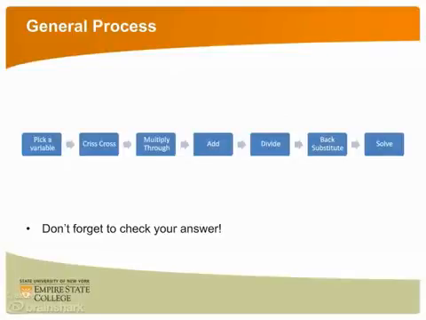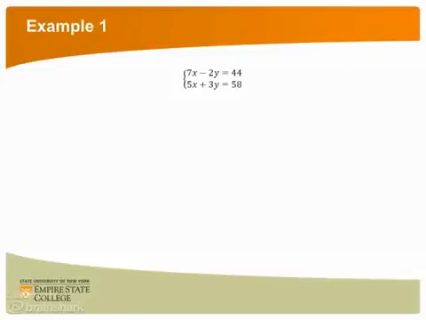Let's look at a couple of examples. If we look at this example, we have the system 7x minus 2y equals 44 and 5x plus 3y equals 58. Note that y has a plus in one equation and a minus in the other equation. This suggests that we should try to eliminate the y.